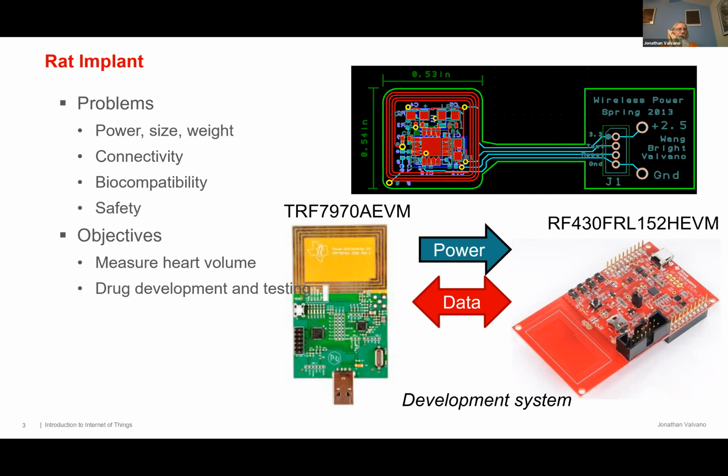Power was a big problem. They wanted it to last 5 months. Size is a problem because the rats have to carry it around, and if it's too big, the rats get all mad and start eating it out of themselves. Connectivity: the rats walk around the cage. It's got to not be dangerous. And obviously it has to work. But we're measuring heart volume.